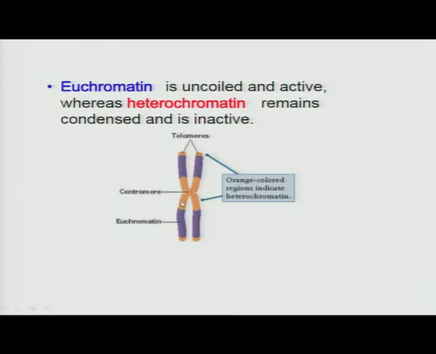You can see in this slide, euchromatin is uncoiled and active, whereas heterochromatin remains condensed and is inactive. Euchromatin is considered as the active part of the chromosome or functional part of the chromosome which undergoes the process of replication and transcription to synthesize RNA, while heterochromatin is highly condensed part of the chromosome which does not undergo replication and transcription.